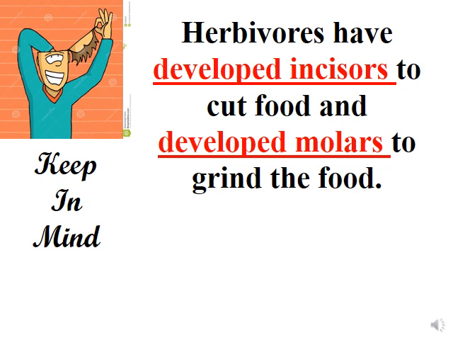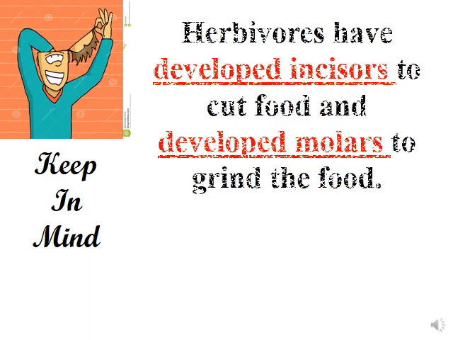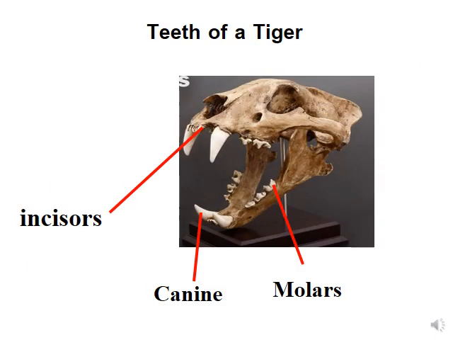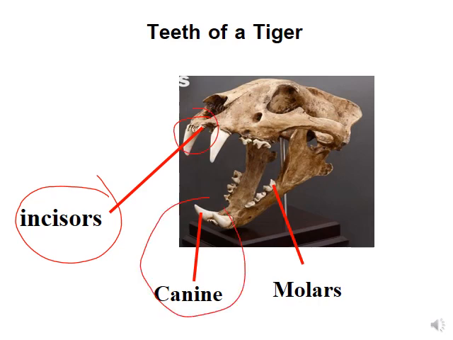Also, we will study in the coming slide that carnivores have developed canines and molars in order to tear the food. Let's see what the meaning of it is. This is the teeth of a tiger. These are the incisors, found here in this region. These are the canines, and here are the molars.